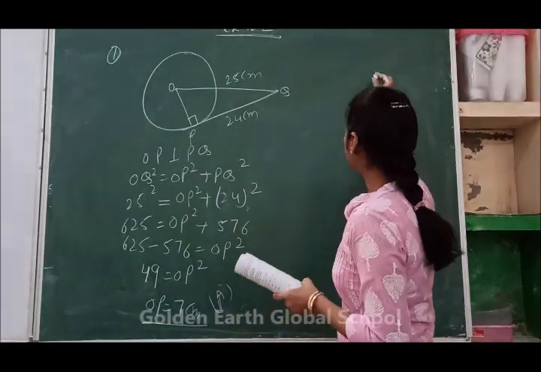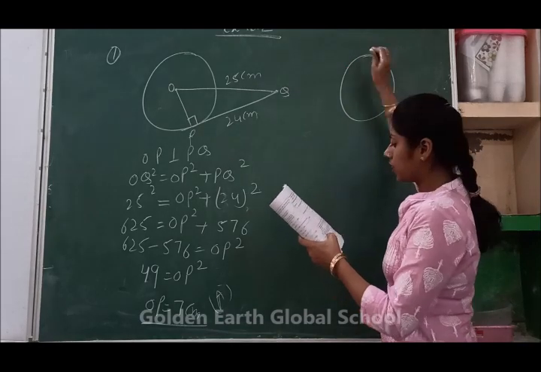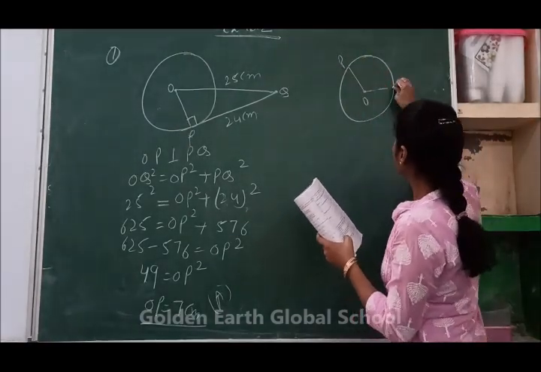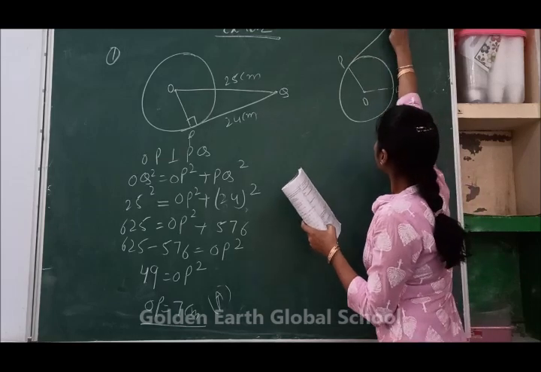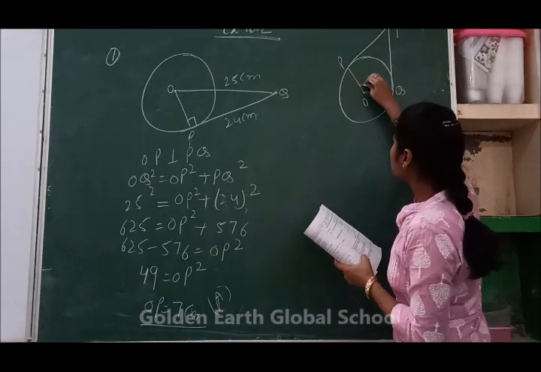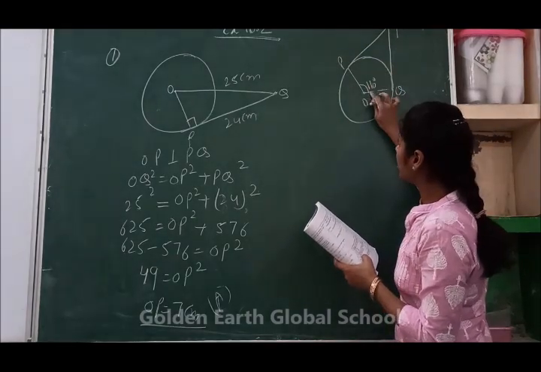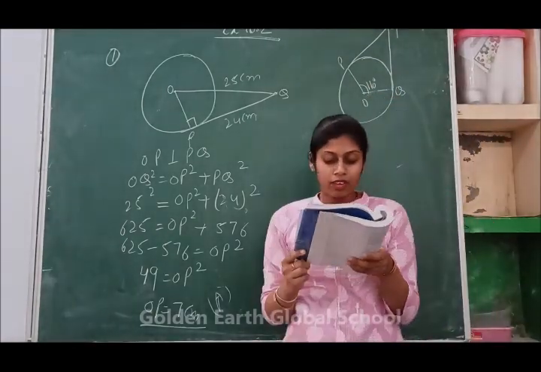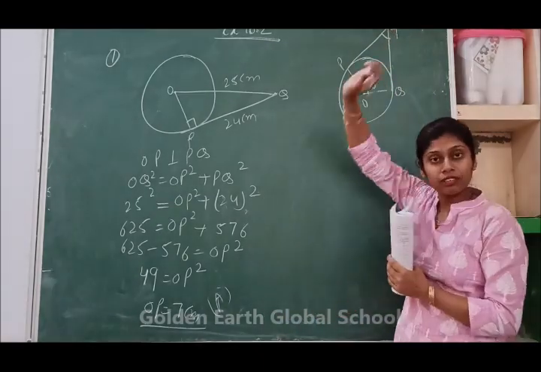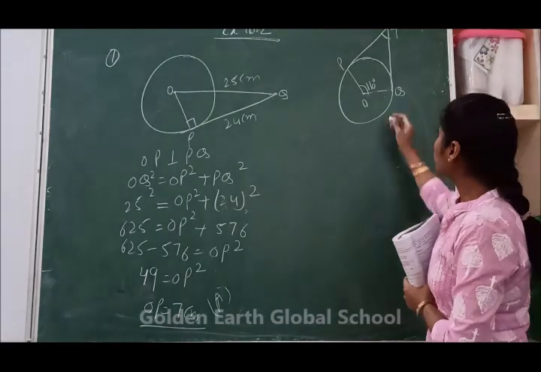Here a figure is given. A circle, with center O, points P, Q, and these are the tangents meeting at point T. This angle is given as 110 degree. What do we have to find? We have to find angle PTQ. This is a very important question. How to find this angle?